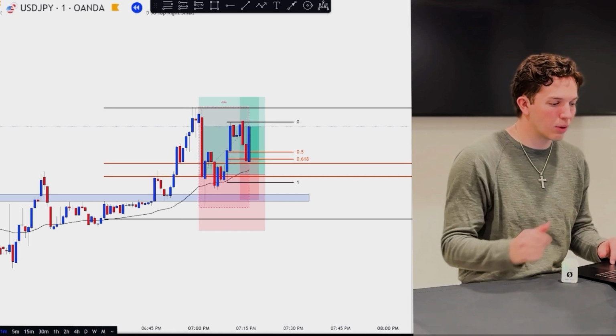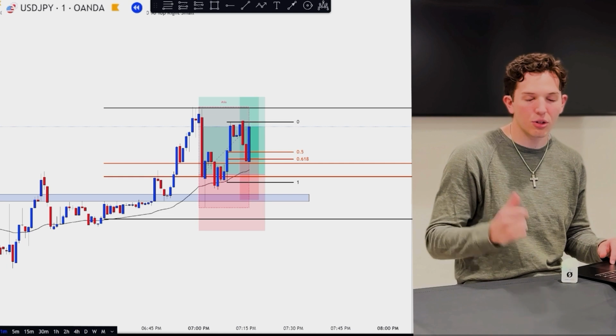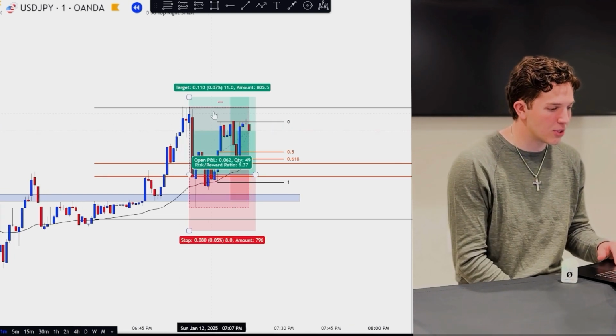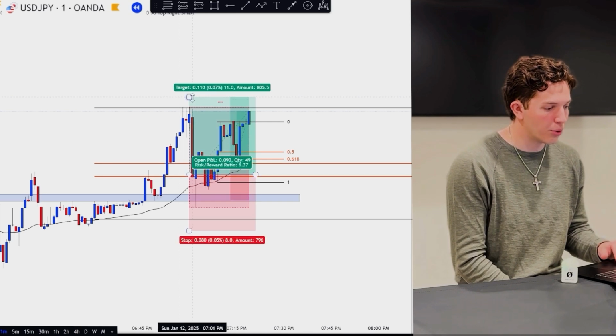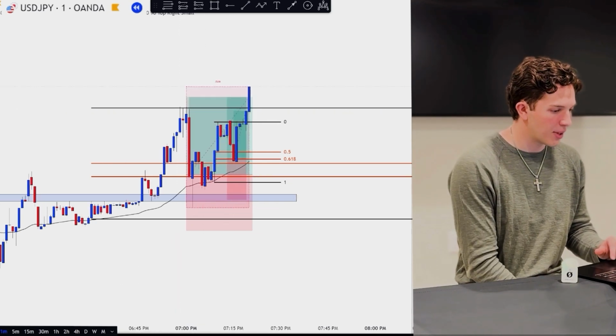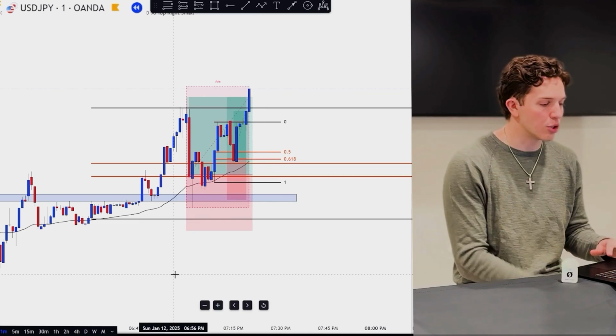As soon as I see this 1 minute engulfing candle, I'm very confident that the trade is going to continue to our TP. So I just let it ride, right? I have my TP set at the exact same point for both trades, 11 pips for the main position, 8.7 for the smaller position. And there we go. It just smashes our TP straight like that.